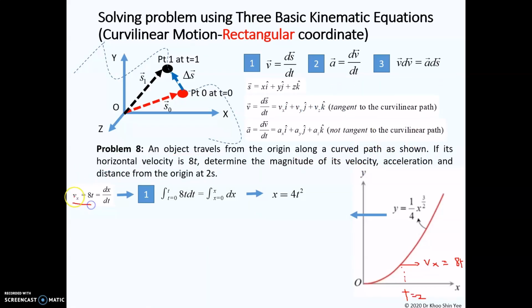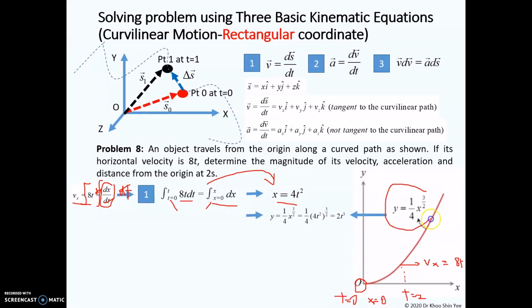First of all, since the velocity in the horizontal direction, vx, is equal to 8t, we know vx is equal to dx over dt. Therefore, by integrating both sides with respect to t, on the right hand side dt can be cancelled, and you have the integral of dx. On the left hand side, you have the integral of 8t dt. At t equal to 0, your x is 0, so we can substitute 0 in. If you solve the integration, you should obtain x equal to 4t squared.